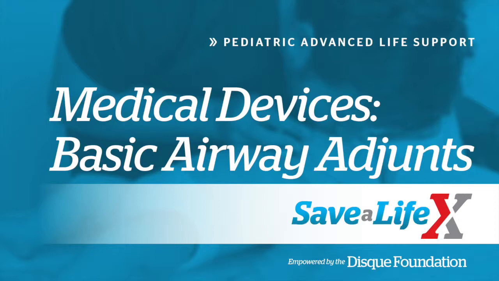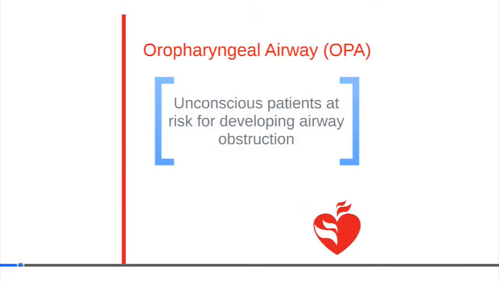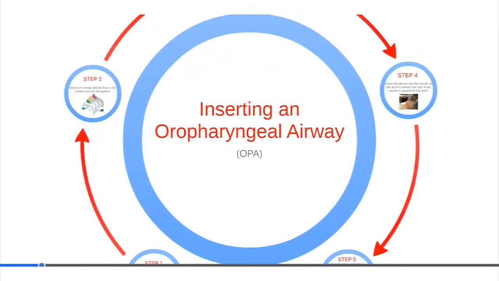In this section, we'll go over the steps of inserting basic airway adjuncts. The first basic airway adjunct is a device called an oropharyngeal airway, or OPA, and it's used in unconscious patients who are at risk of developing airway obstruction. Inserting an OPA is fairly simple with the right training.